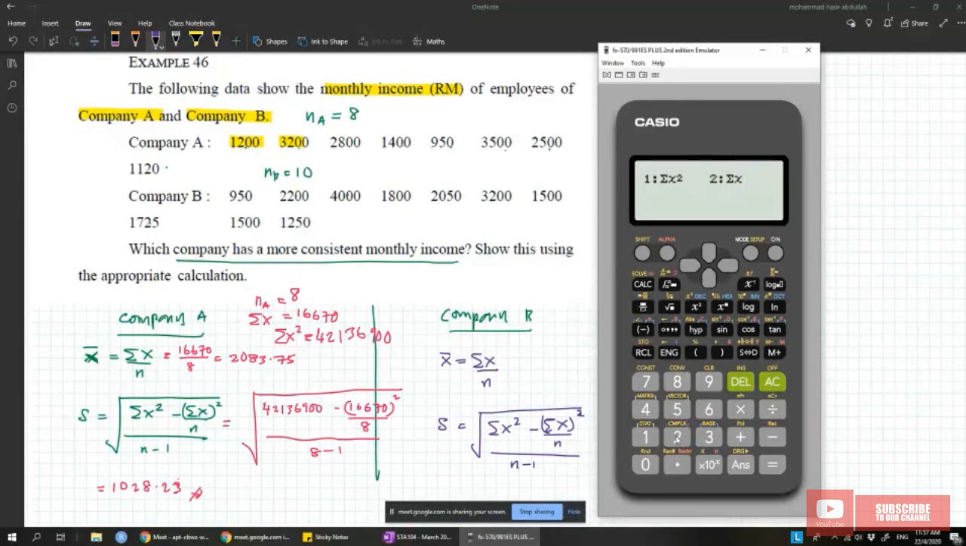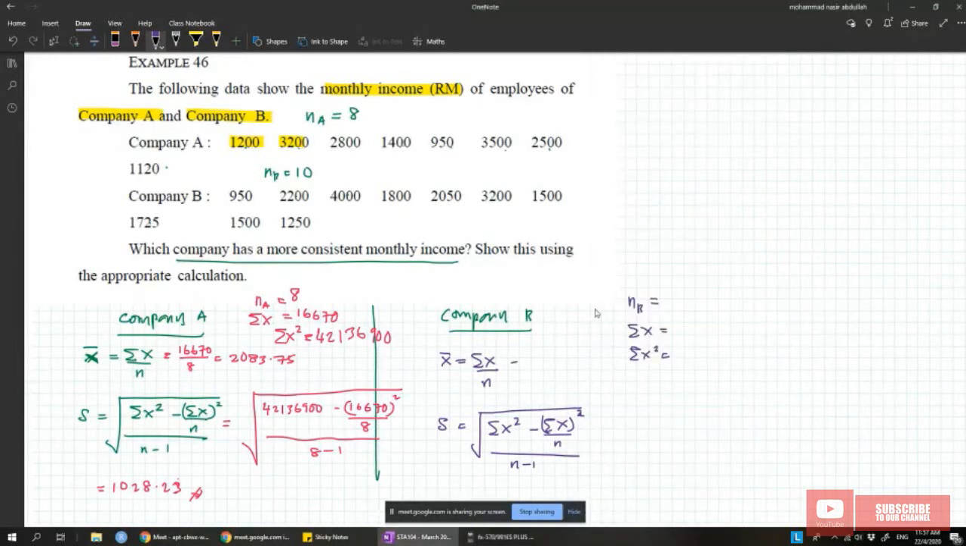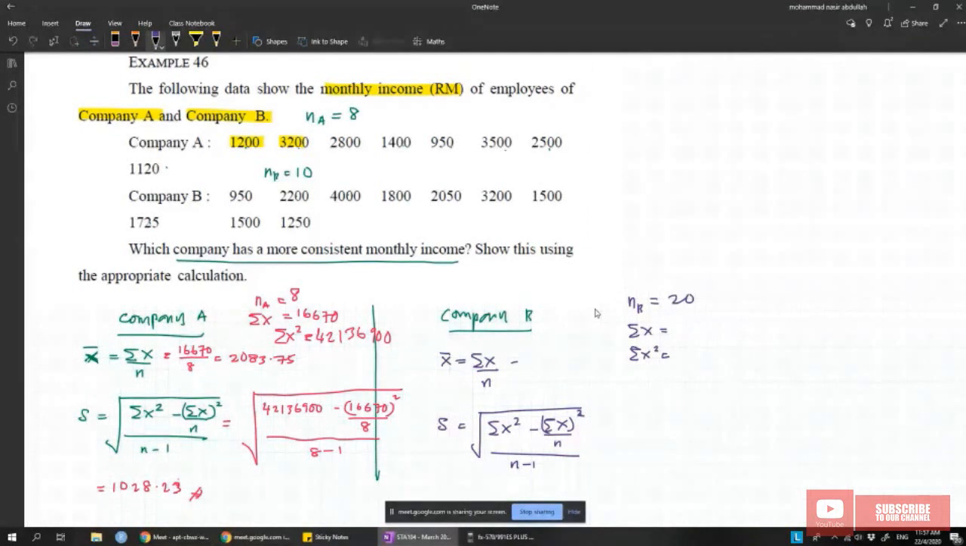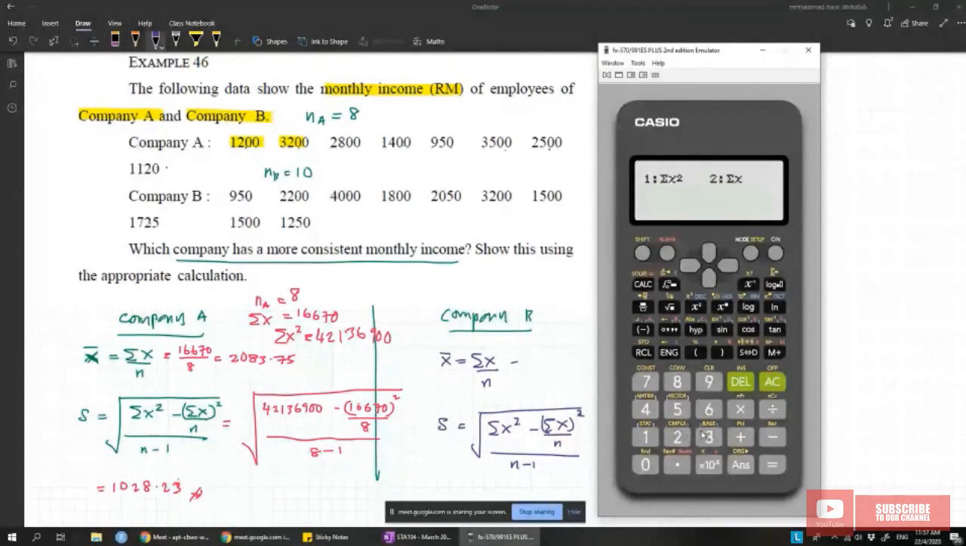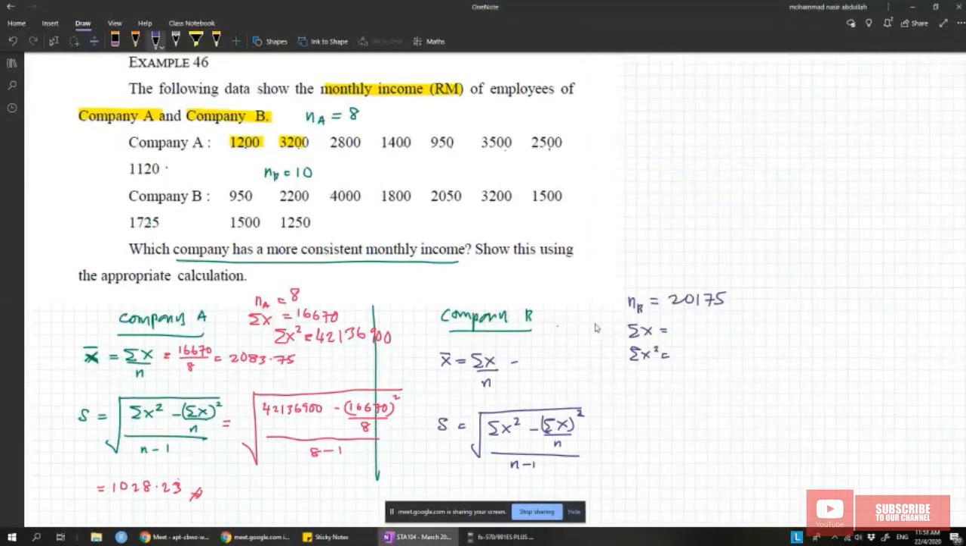Summation of x is equal to 20175, is it? Right. And then summation of x square is 48463125. So this is 20175 and n is equal to 10.